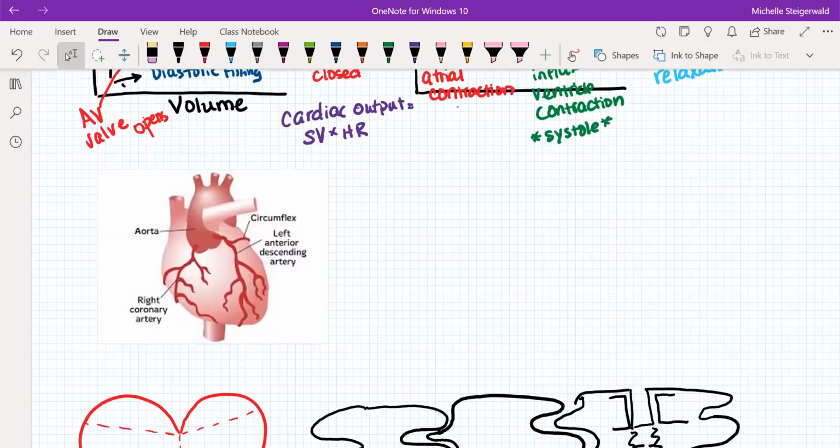So that's kind of talking about systemic circulation, but we also have to feed the heart because the heart muscles need oxygen to be able to function and contract and be able to push the blood to the rest of the body. And so we have this coronary circulation system.